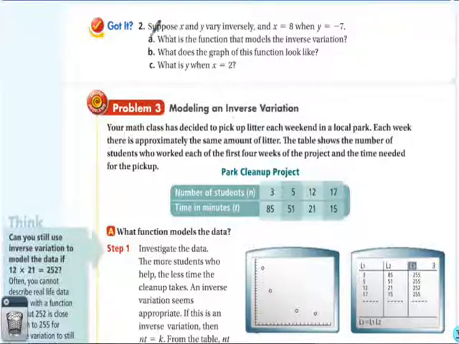Let's take a look at Got It number 2. Go ahead and try to get some answers to A, B, and C there. Suppose x and y vary inversely, so we're telling you that it's an inverse variation. Give me the function, sketch a graph, and then what is y when x is 2? Go ahead and do that for me now.